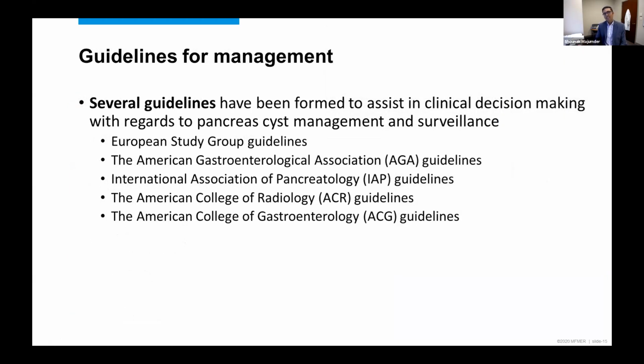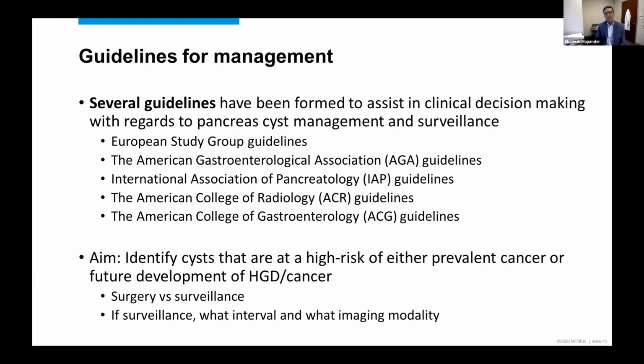So moving on to guidelines for management, and I have listed here the different guidelines that are available to guide management of pancreatic cysts. There are several guidelines that have been formed to assist in clinical decision-making. There are subtle differences between all of these different individual guidelines that often make clinical decision-making challenging in these patients. But one common theme is that the aim is to identify cysts that are at high risk of either harboring prevalent cancer or future development of high-grade dysplasia and cancer.